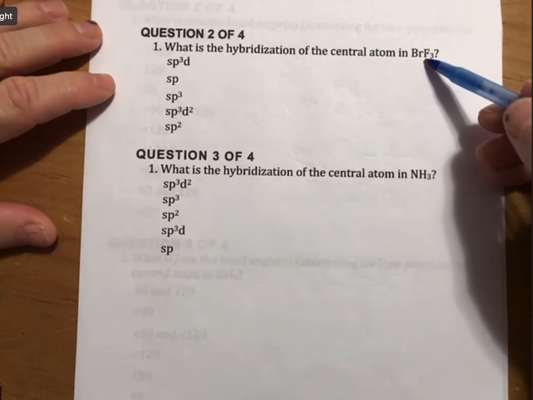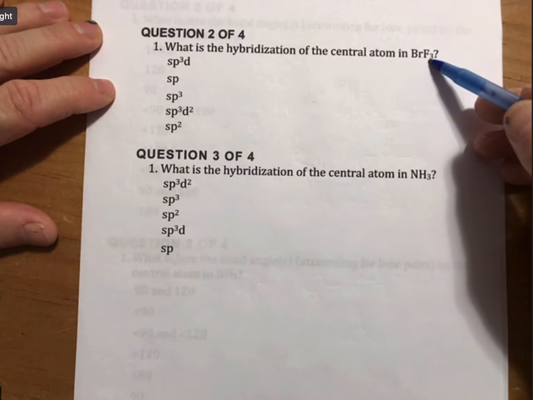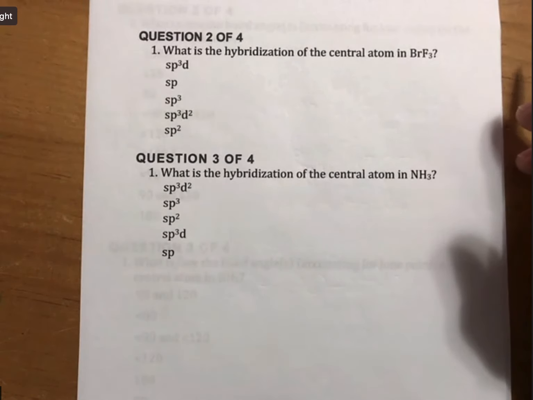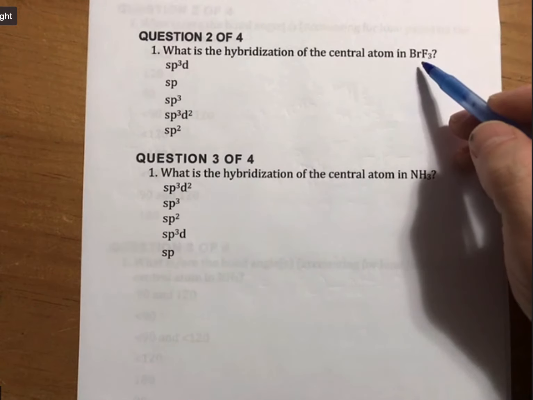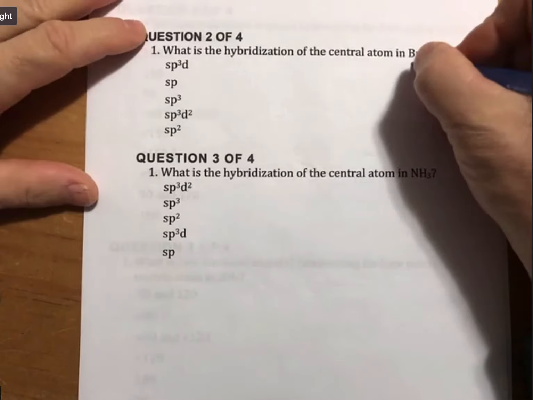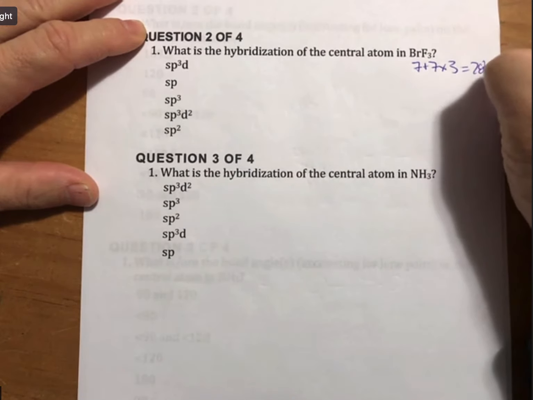We're asking specifically about hybridization, and we have different cases here. Let's start with BrF3. Our process is always to make the best Lewis structure, then figure out how many electron groups are on the central atom. Let's see, 7 plus 7 times 3 equals 28 electrons.